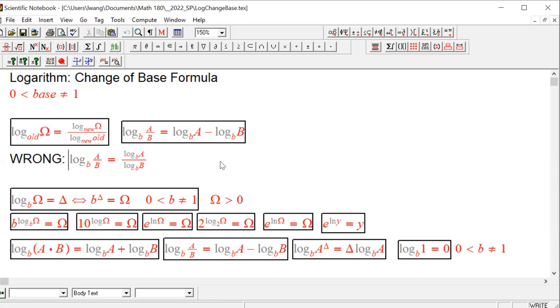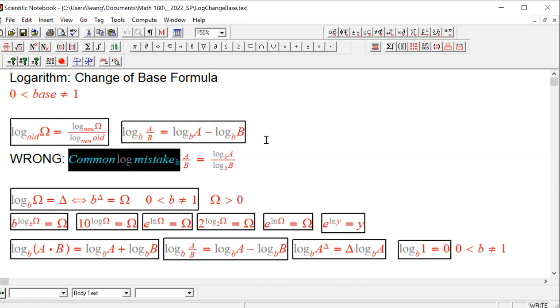If you're not clear about which is which, this one is neither the quotient rule nor the change of base. But this is a very common mistake. This is a common mistake, so don't make that mistake. We have talked about it.